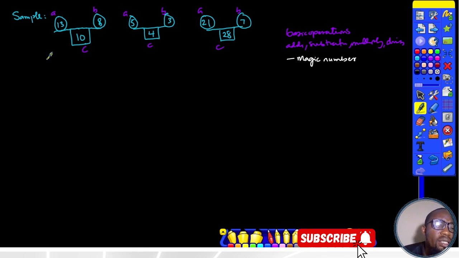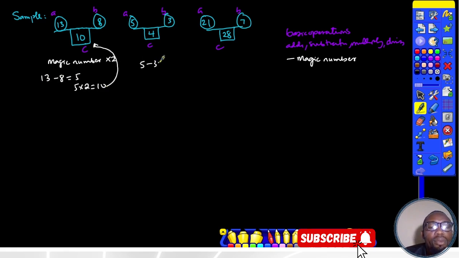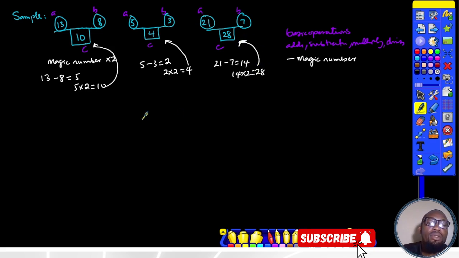As a rule, the magic number is what? It's times 2. So we have 13 minus 8, we have 5. Then we do 5 times 2, and this is the 10 that we are looking for. And here, 5 minus 3, we have 2. Then the magic 2 comes into play: 2 times 2 and we have 4. Look at it, that's the 4. And here we have 21 minus 7, we have 14, and 14 times 2 is 28. That is it. In this case, we are using a magic 2.